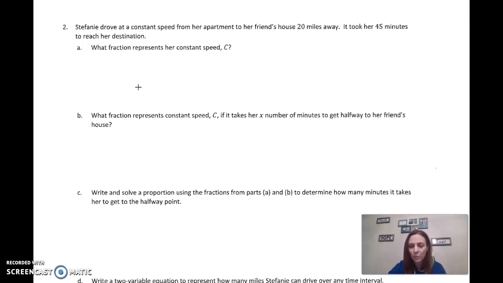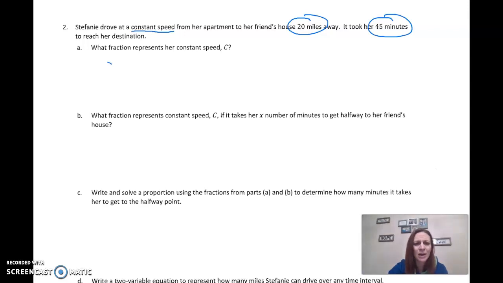That's a critical look at proportional relationships. How can we write an equation for proportional relationships so we can find different values quickly? It says Stephanie drove at a constant speed. If you remember back to seventh grade, that word constant means proportional. Her friend's house is 20 miles away. It took her 45 minutes to reach her destination. What fraction represents her constant speed, c?